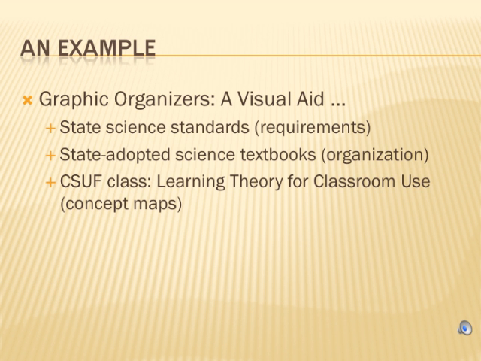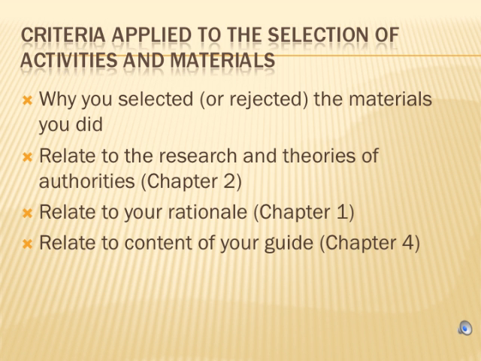Finally, you will want to list the criteria you used to select the activities and materials in your guide. Say why you selected or rejected the materials you did. Connect your guide to the research and theories of authorities in your subject, which you discussed at length in Chapter 2. You will also want to connect the design of your guide to the rationale you discussed in Chapter 1. And of course, you should clearly outline how your materials will appear in Chapter 4, since the design of your guide is the primary purpose of this chapter.